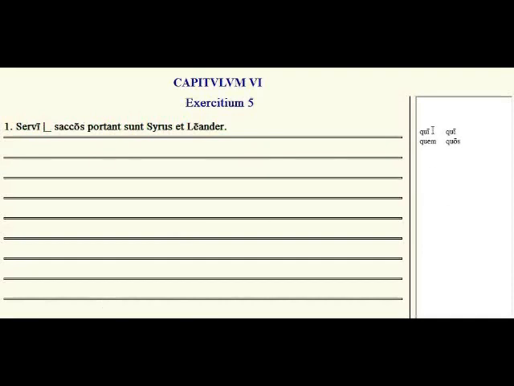Qui, which means who, and quem, which means whom. And then we have qui and quos, same meaning, but in the plural. So the servi, the slaves who, oops, sorry, I typed in quo. The slaves qui, the slaves who carry the sacks are Cirrus and Leander. Okay, and I believe that may be our last exercise. Yes, it is.